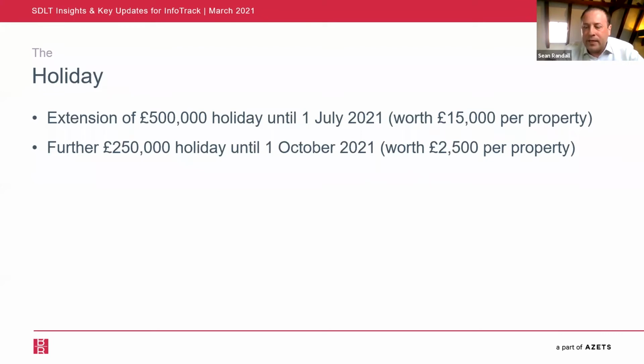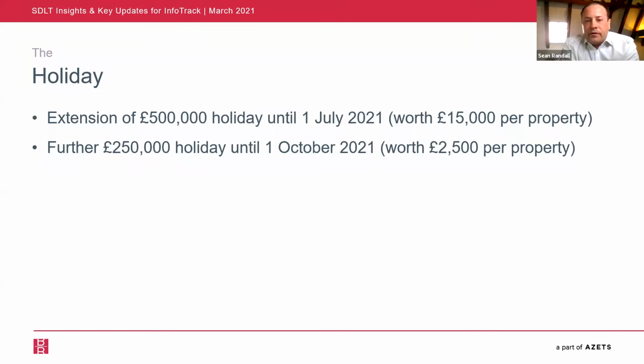So the first £500,000 of the price will continue not to suffer any stamp duty land tax. And that's worth £15,000 per property. So instantly, therefore, for those of your clients buying family homes with annexes, in some circumstances, perhaps not all, that might be worth twice as much. So 15,000 for the main home and 15,000 for the annex.